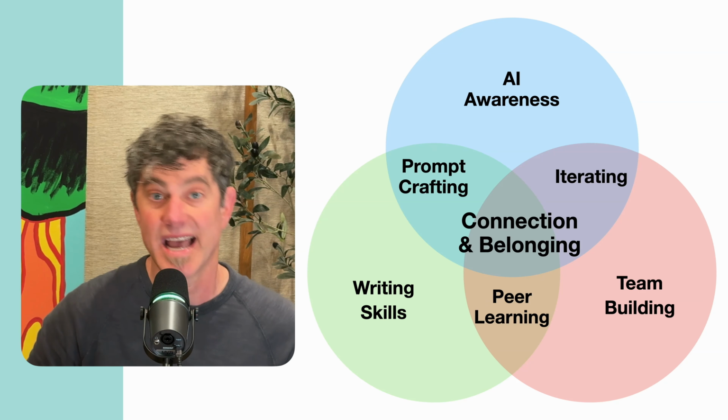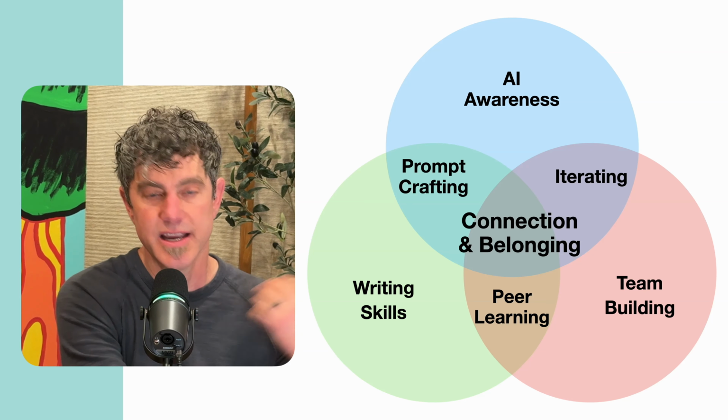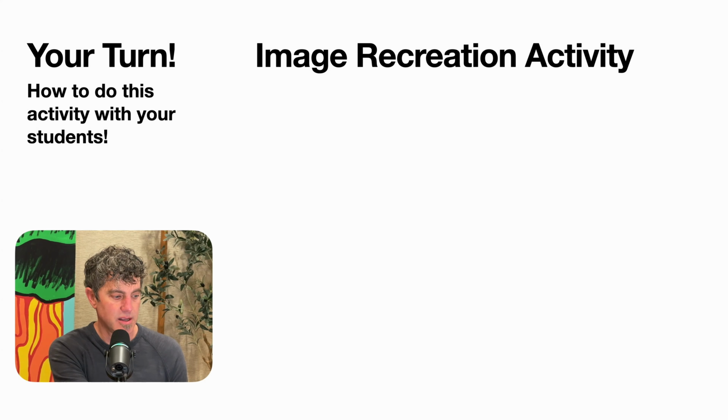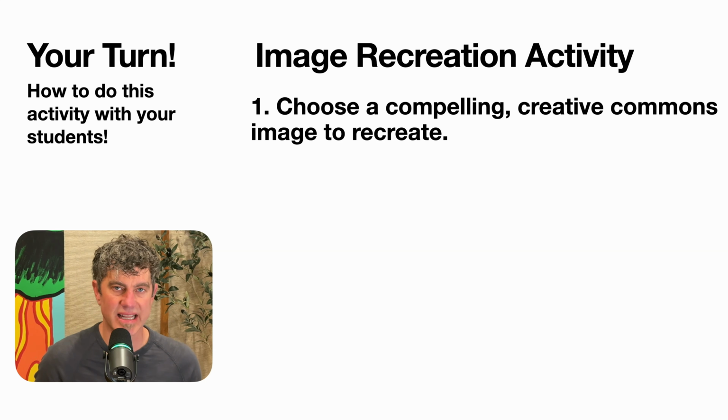So if you would like to do this activity with your class, here are the steps and my suggestions. First, you're going to want to choose a compelling Creative Commons image to recreate. So compelling just means make it interesting to your students, make sure there's enough going on that it's not going to be a one shot like the yellow bird image was for us. And then Creative Commons is an organization that allows creators to share their content with certain permissions.